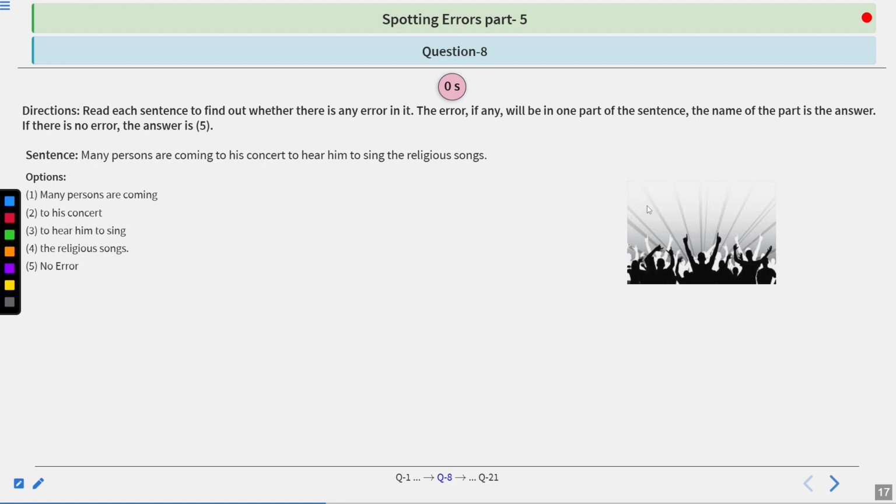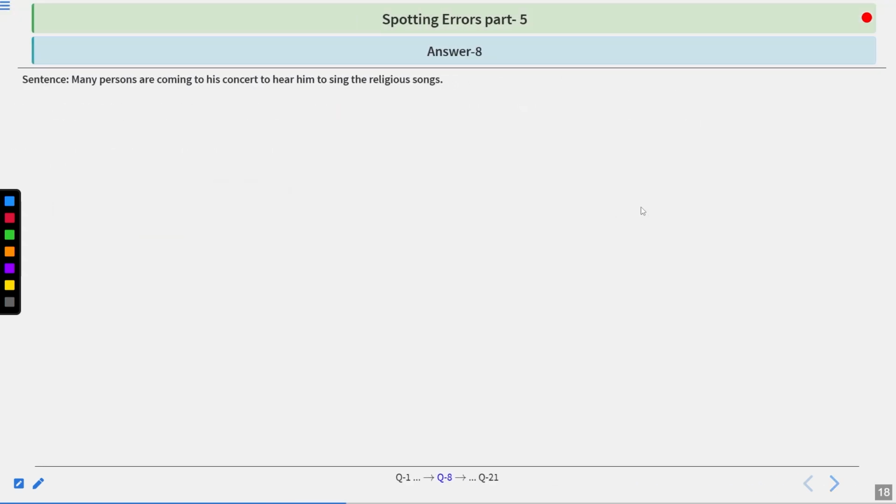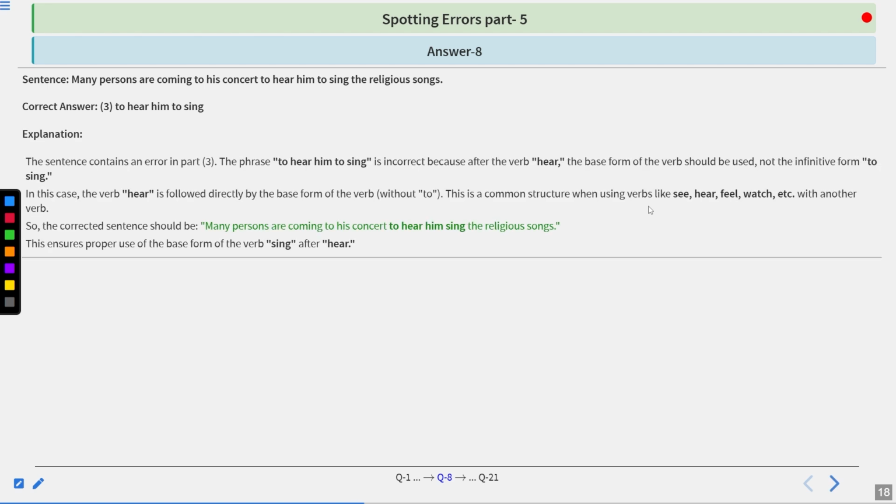I hope you have answered. Let's look at the correct answer. The correct answer is 3, to hear him to sing. Let's look at the correct explanation. The correct explanation is, the sentence contains an error in part 3.